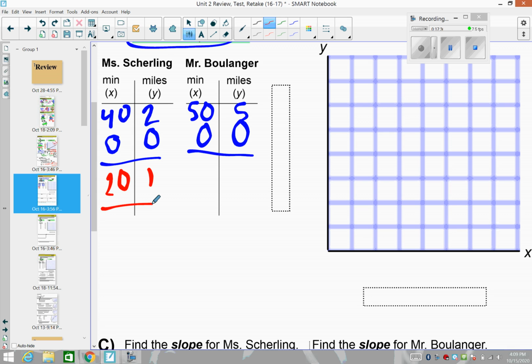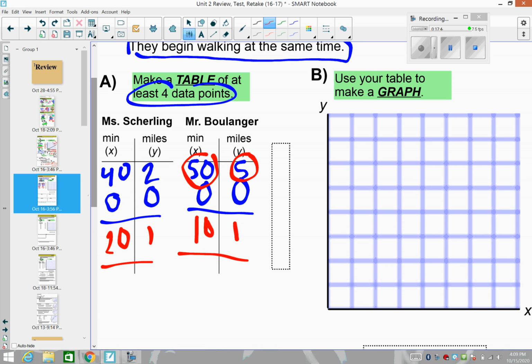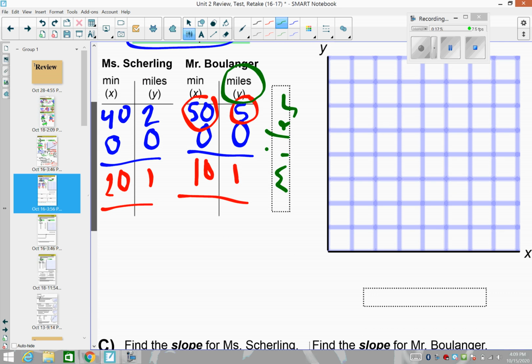Of course, you could do that again. You could divide by 2, but then we're going to have some decimals and things. I'm going to divide by 5 and 5 here, which, divide by 5 gives me 10. Divide by 5 gives me 1. Okay. It says 4 data points. I'm only going to do 3 as stated. We see that the labels are already there for us, that Y means miles and X means minutes.